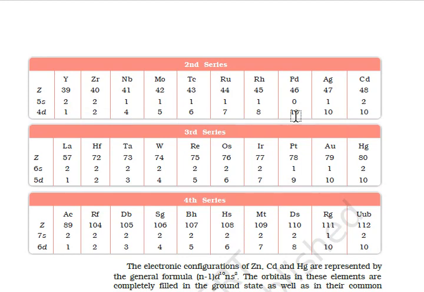But here two special cases are there. One is palladium. Here you can see that palladium has transferred two electrons from its 5s orbital and filled its d orbital.